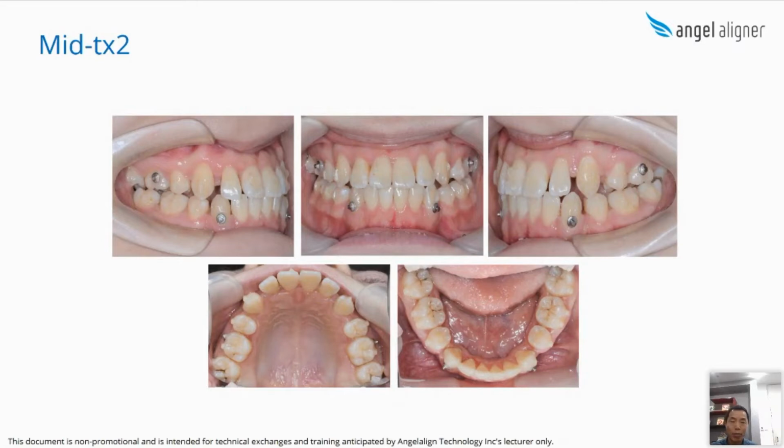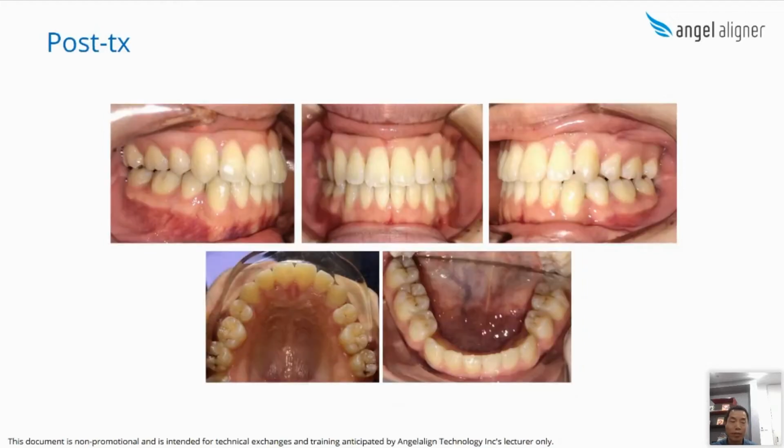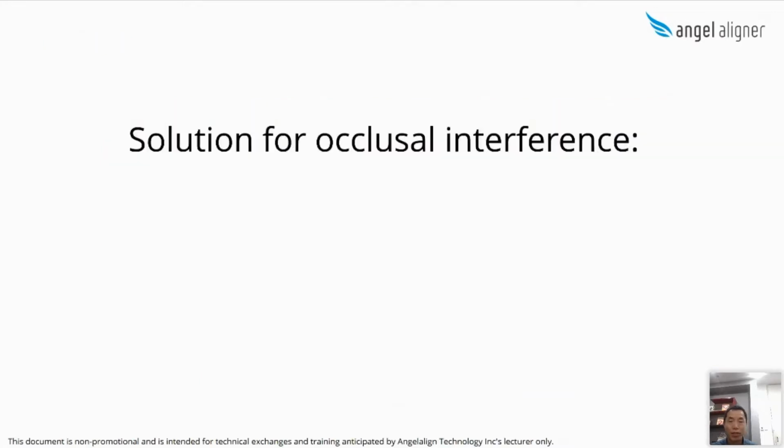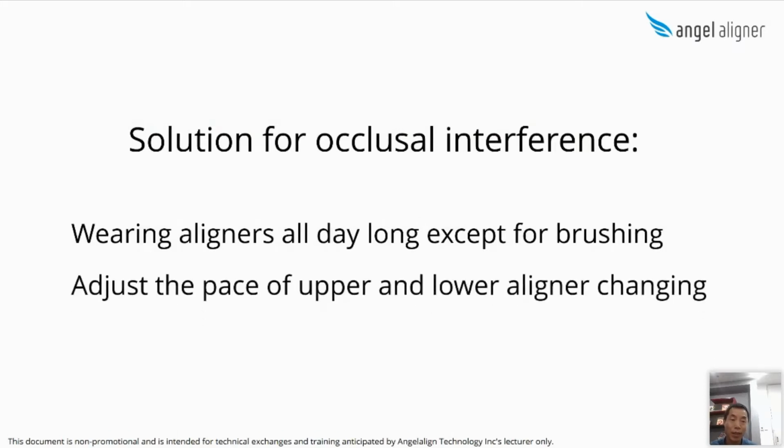You can see the occlusion became better and better. No open bite in the posterior teeth. This is the review after treatment. So in this case, we don't have to reboot, by encouraging the patient to wear aligners all day long except for brushing. And I adjusted the pace of upper and lower aligner changing and solved this problem.